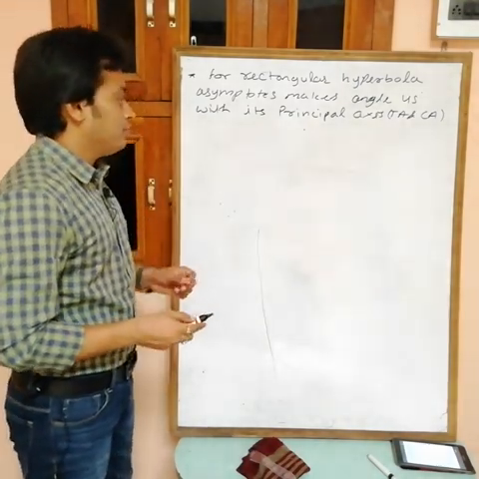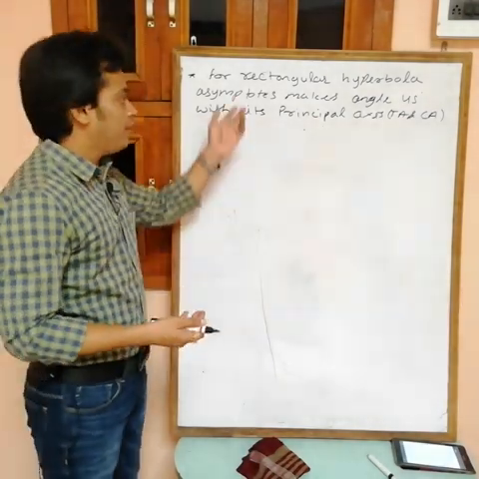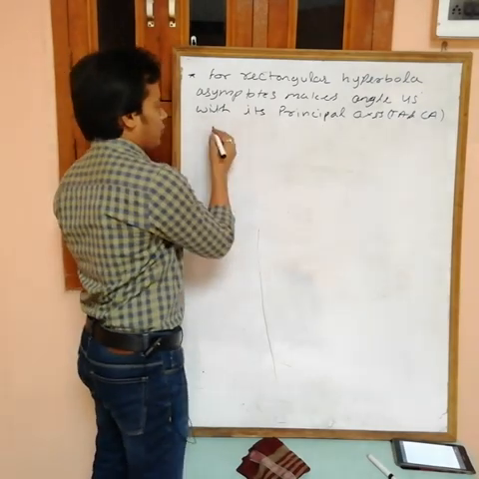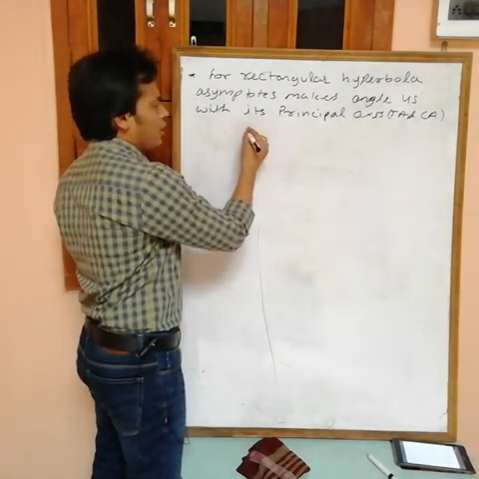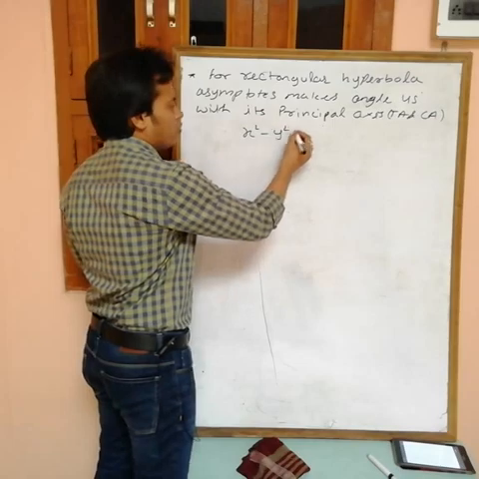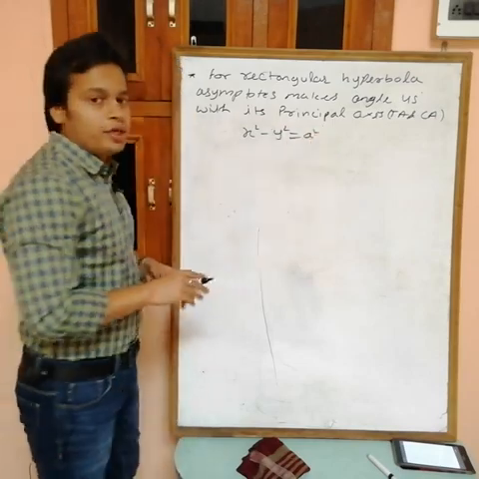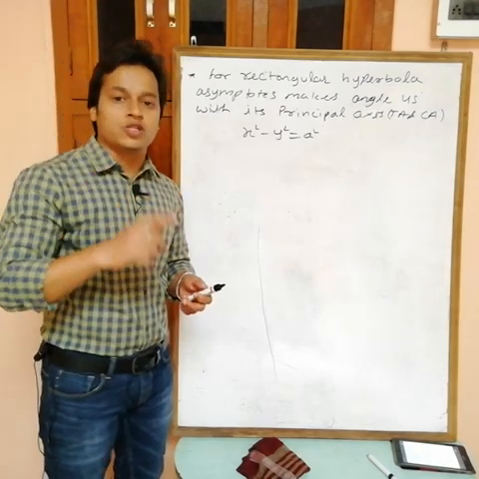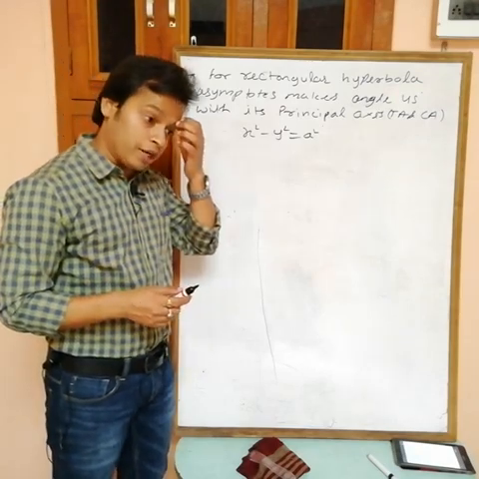How can I prove it? Just simply find out the equation of the asymptotes, then we will get it. So the rectangular hyperbola equation is x square minus y square equals to a square. A hyperbola becomes a rectangular hyperbola if a equals to b. This is the condition of a rectangular hyperbola.